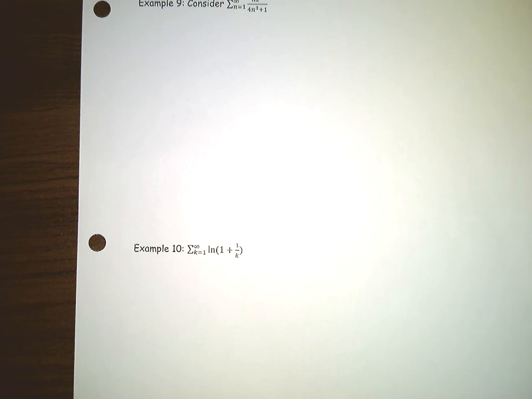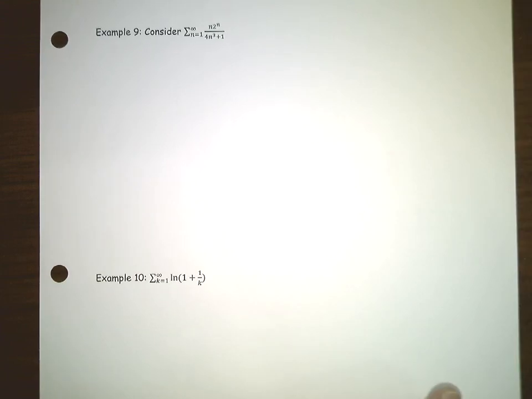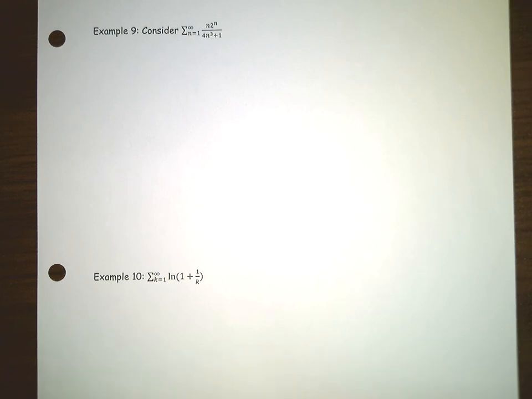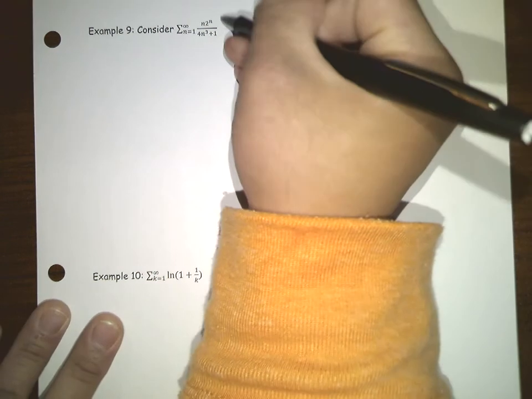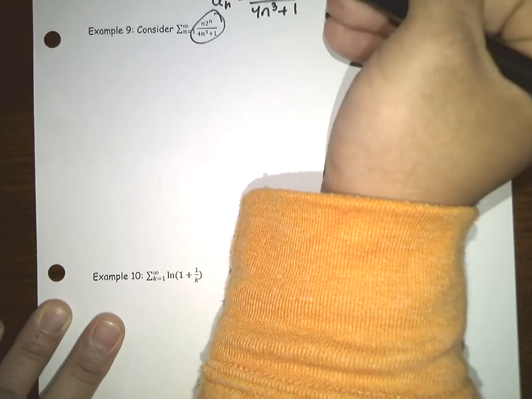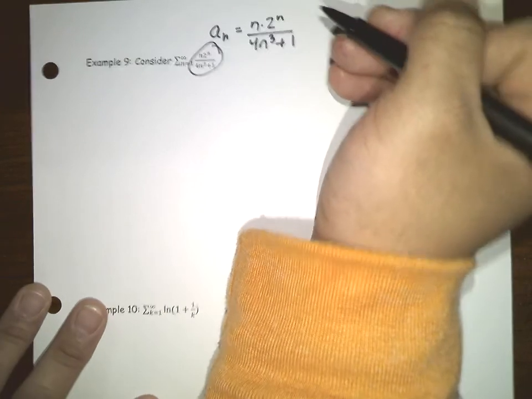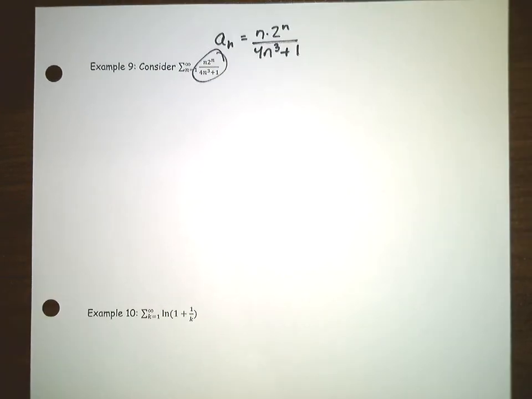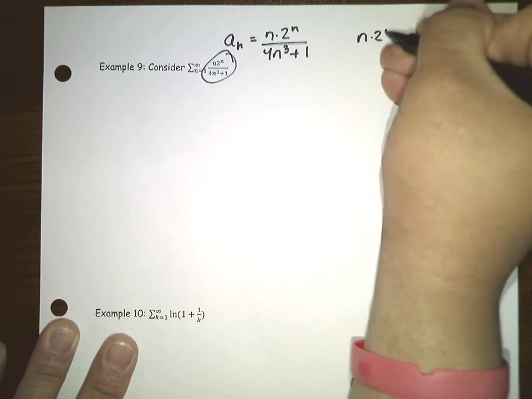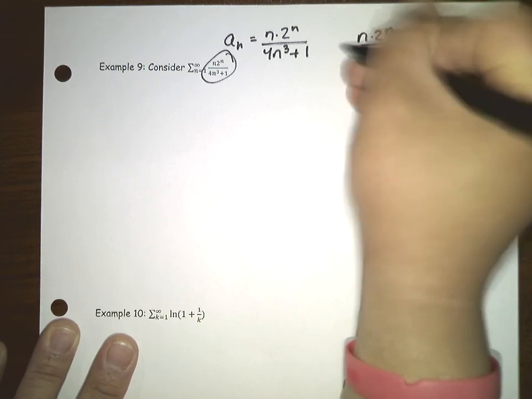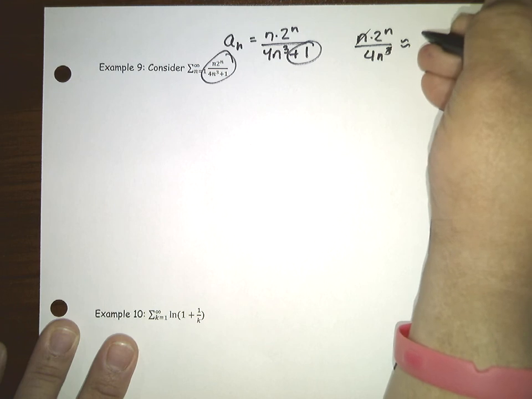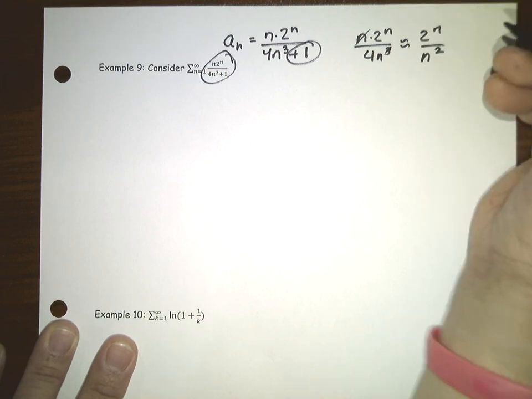Now let's consider the sum n equals 1 to infinity of n times 2 to the n over 4n to the third plus 1. Here is our a_n, that's n times 2 to the n over 4n to the third plus 1. Now I need to find a series to compare this to. Think about this: I have n times 2 to the n over 4n to the third, approximately, because I don't care too much about that plus 1. If I divide out an n, this is 2 to the n over n squared.